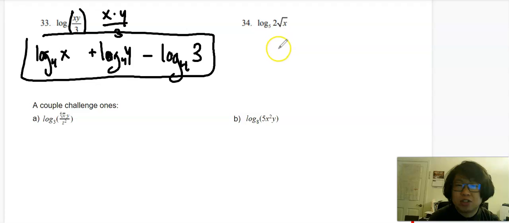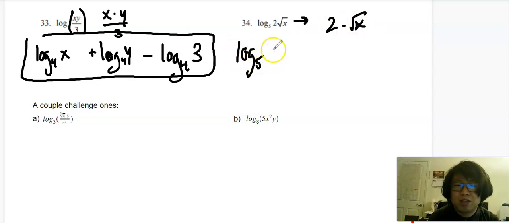Number 34, let's try this one. Log base 5 of 2 square root of x. Now this is definitely a tricky one because you can't just leave that square root sign in there. We're going to have to get rid of it somehow. So first let's figure out what we need to expand here. This is 2 times the square root of x. Seems simple enough. Let's go ahead and take it out: log base 5 of 2 plus log base 5 of square root of x.